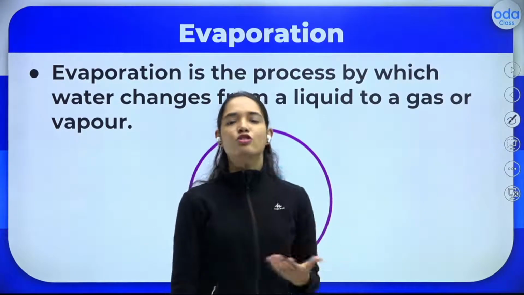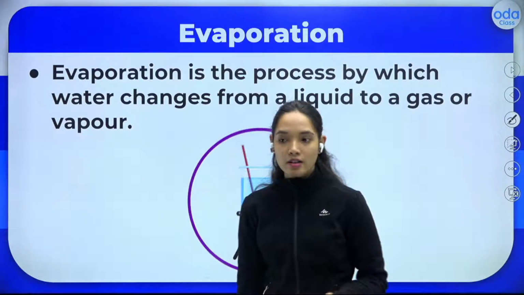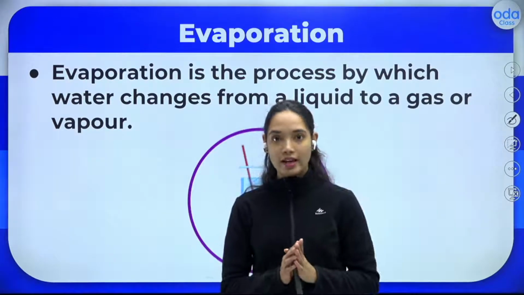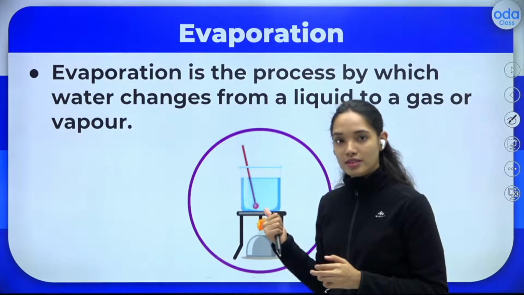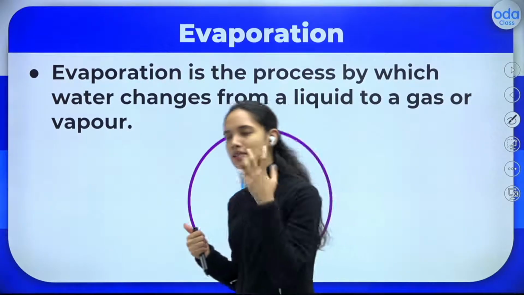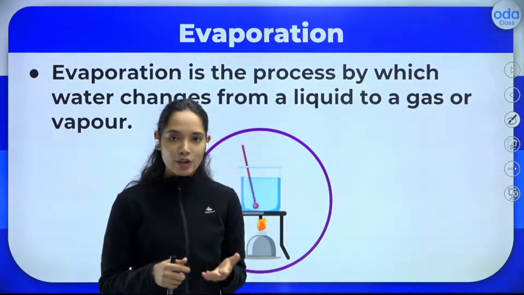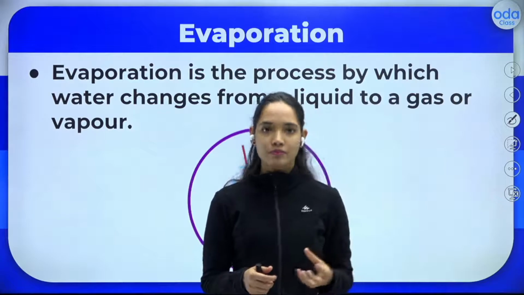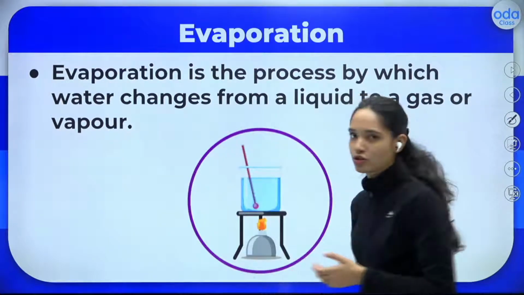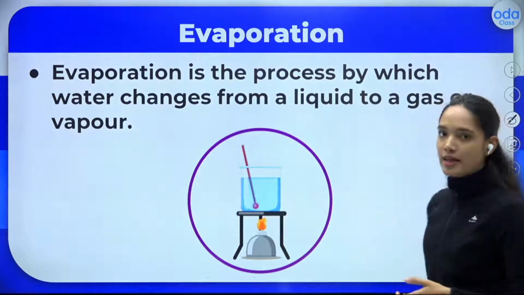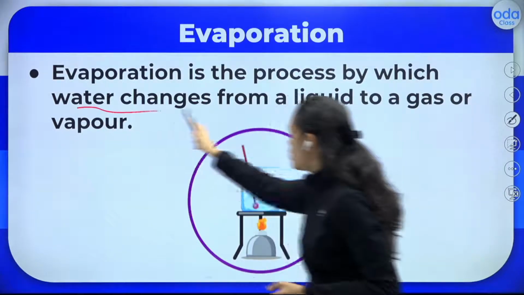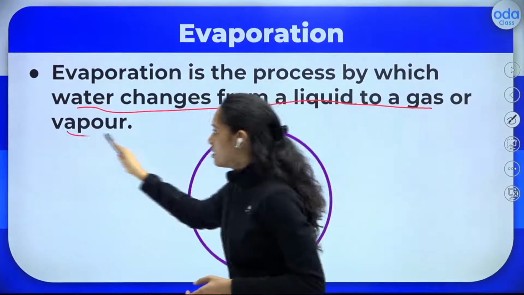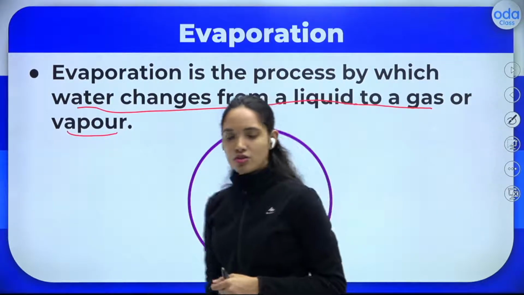So this is a natural process which you have already learned in your class 3 as well. I'm pretty sure you have learned about the water cycle, where evaporation is one of the steps. What is evaporation, students? It is the process when you heat a liquid, when you heat water, right? It starts forming water vapor, isn't it, students? That is your evaporation. So evaporation is the process by which water changes from a liquid to a gas or a vapor. So this is the definition of evaporation, students.